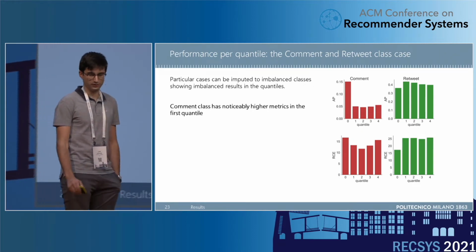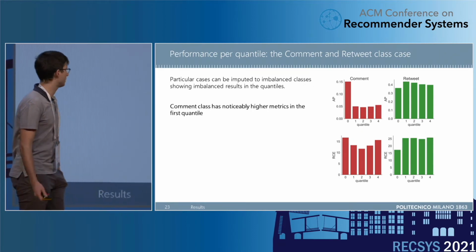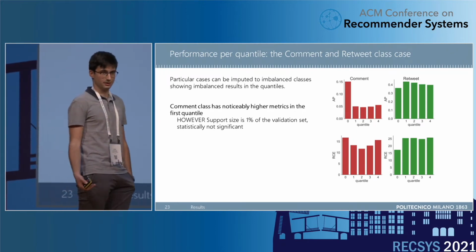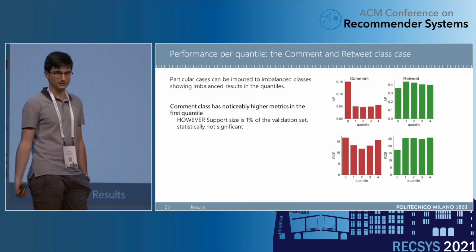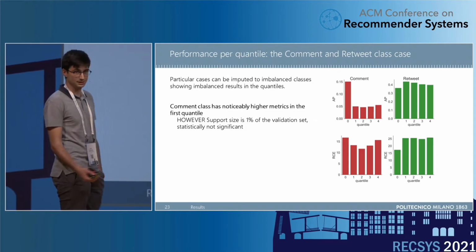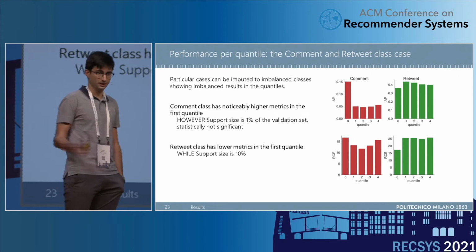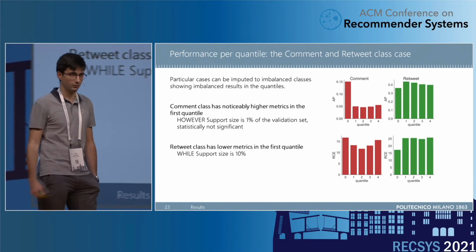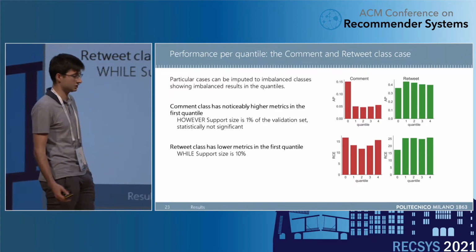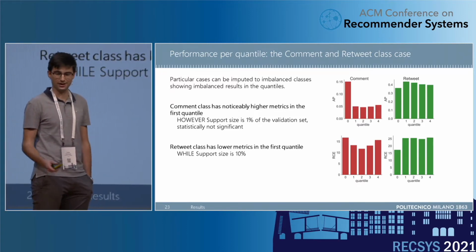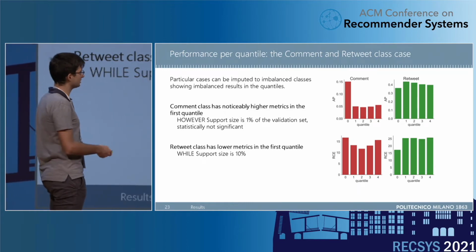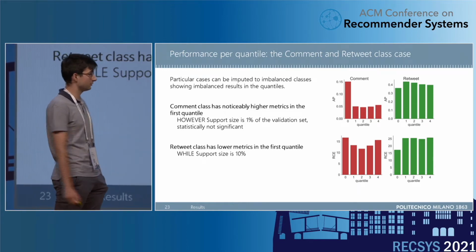Actually, what we found out is that the comment class has only a very small support size in our validation, and therefore the results shown for that specific quantile cannot be considered statistically significant. On the other hand, for the retweet case, we found out that the support size was rather large, and therefore we still have to find an answer on why there is this drop of performance only for this specific quantile.